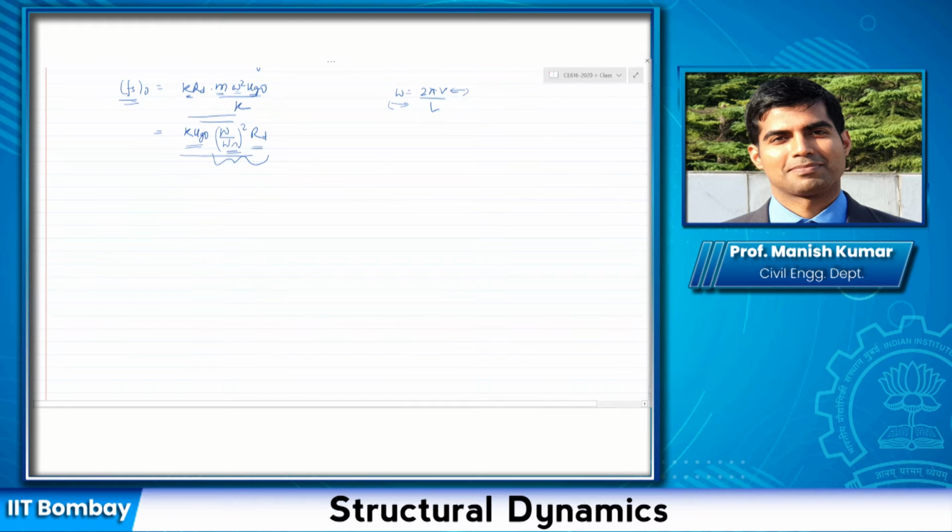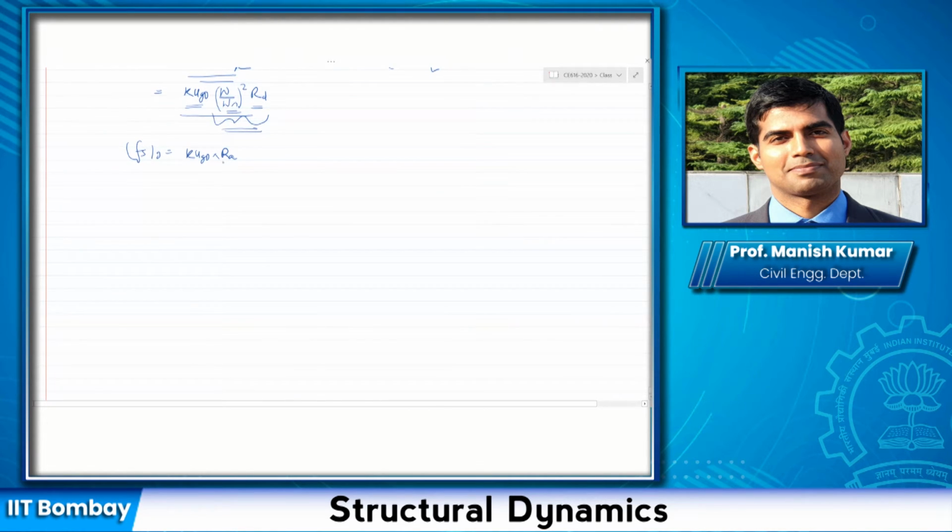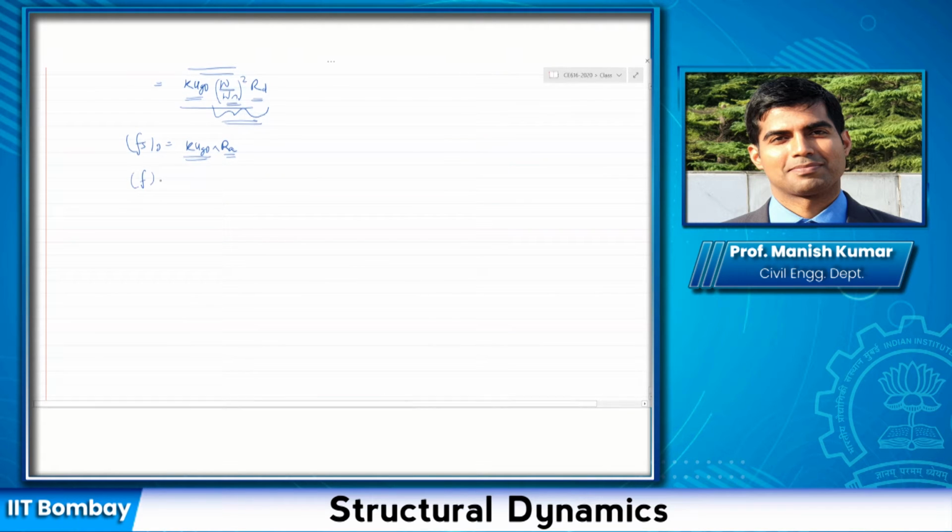The maximum would occur when this expression becomes maximum. This is constant, but with respect to the excitation frequency, Fs would become maximum when this becomes maximum. So Fs0 is k ug0, and this term, omega by omega n square times Rd, is the acceleration modification factor Ra. Everything else is constant, no variable anymore. So Fs max with respect to the frequency would be when I get Ra max.